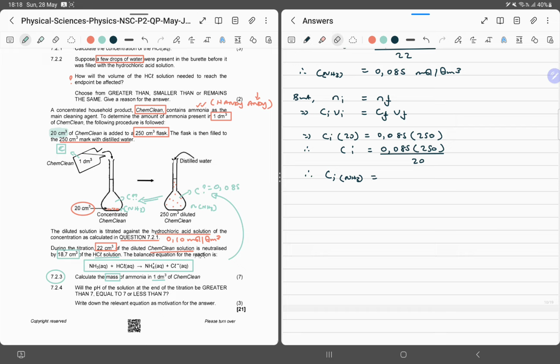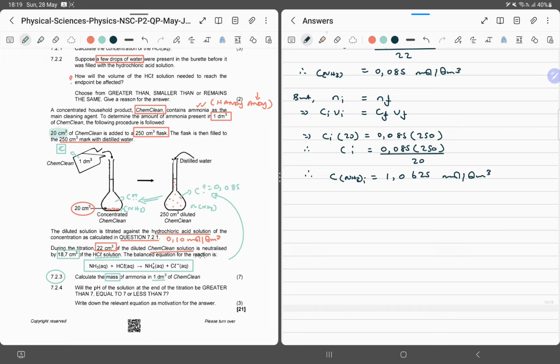So maybe let's not write this one like that. Let's just say the initial concentration. We put that I as a subscript. Yes. So this is going to be 0.085 into 250 divide by 20. I'm getting 1.0625 mole per decimeter cubed. Okay, so that means this 20 centimeter cube that we poured here was of this concentration.